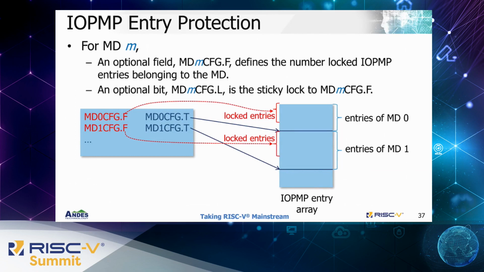We define the F field in MDCFG as the number of locked entries for memory domain M. Similar to MDLCK, the F field should not be decreased when written. Besides, the L bit in an MDCFG is used to lock the F field.